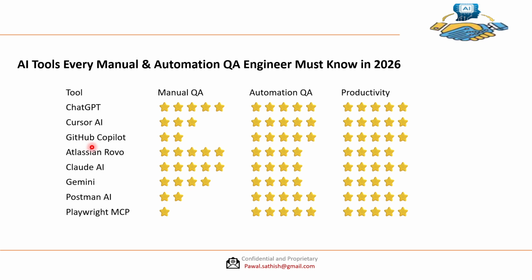Similar for GitHub Copilot, whereas Rovo is also useful for manual QA, even for documentation. Claude AI is also useful for manual and automation. We can also use Gemini, Postman AI, even Playwright MCP to increase automation. I would not recommend using only one AI tool. I recommend we use more than one AI tool so that our productivity increases. If we use more than one AI tool, definitely our productivity increases.